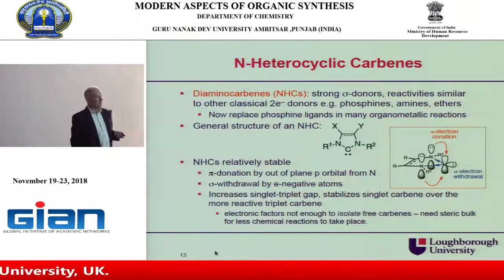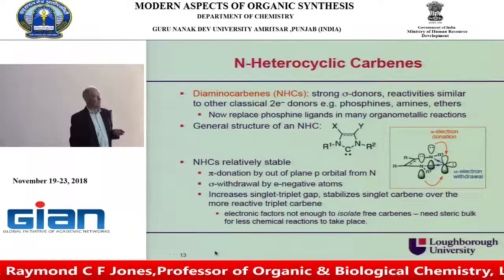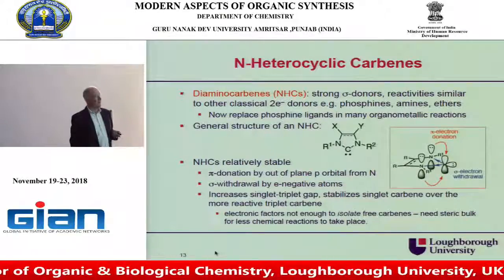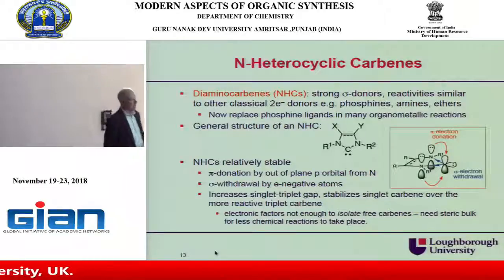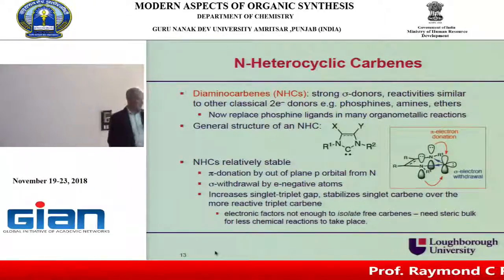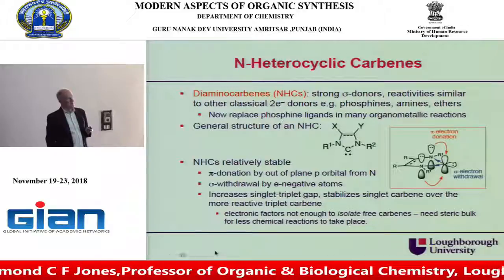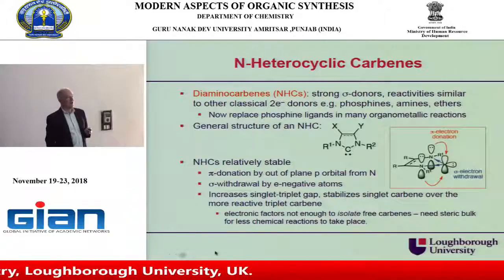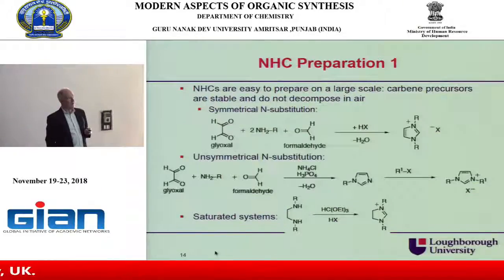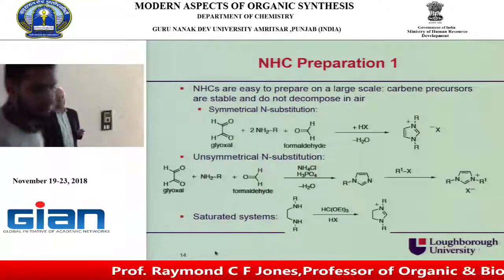But these electronic factors are not enough to allow you to isolate free carbenes. What you do need to isolate them is to have steric bulk on these two nitrogen substituents and possibly on the backbone as well. And then you stand a chance of isolating them, or they are certainly more stable and less prone to unwanted reactions. So they're stable enough not to decompose, but still reactive enough to react as catalysts. We might see how that's going to happen, but we need first of all to think how you make these things. They can be prepared on quite a large scale.